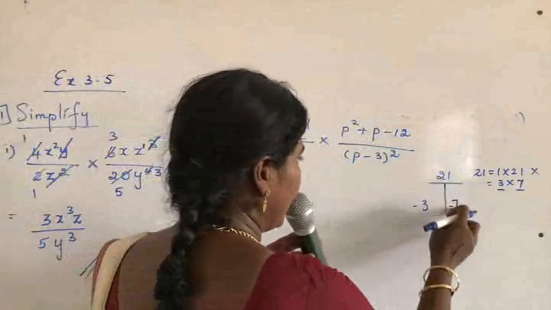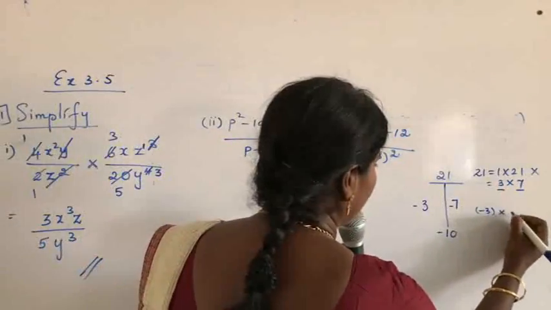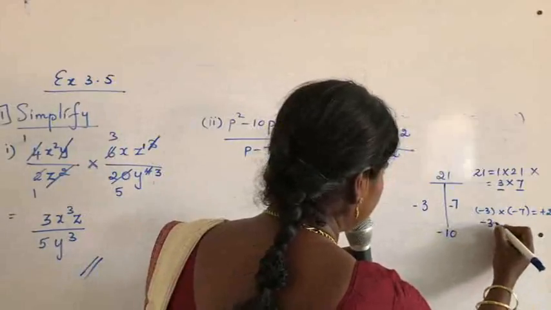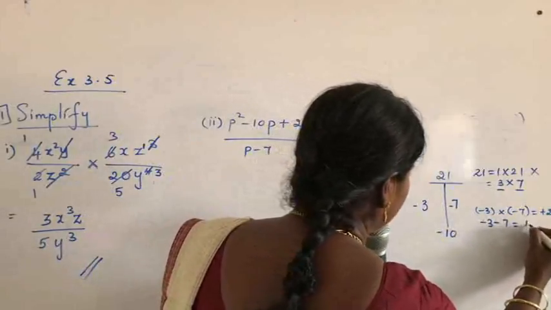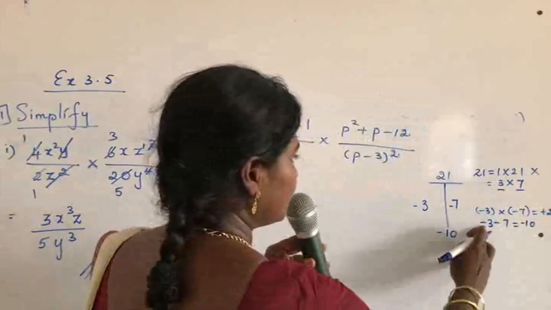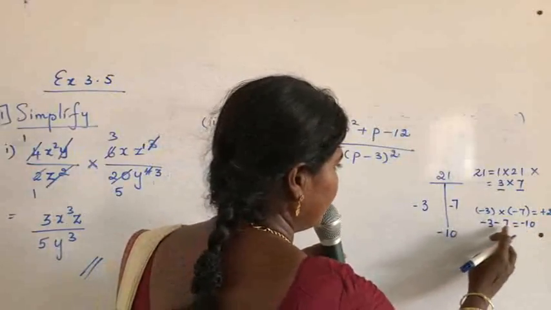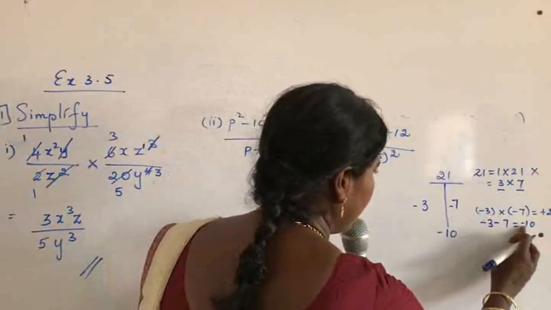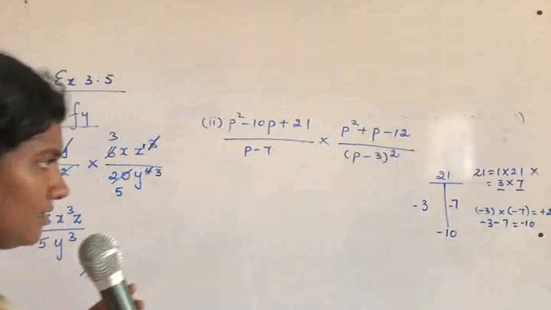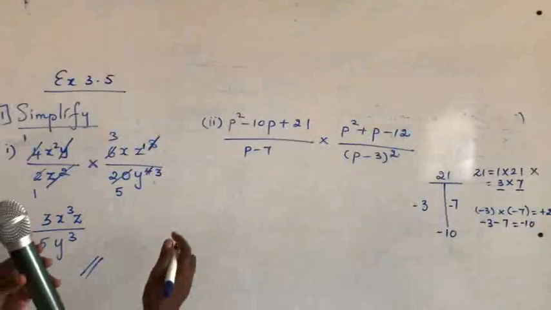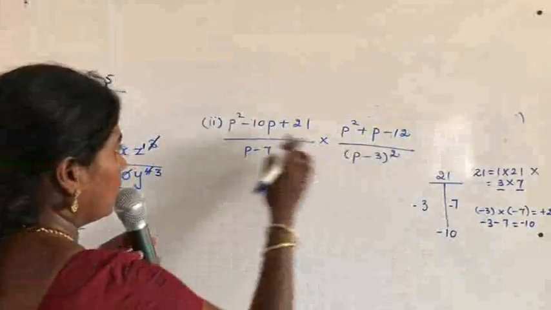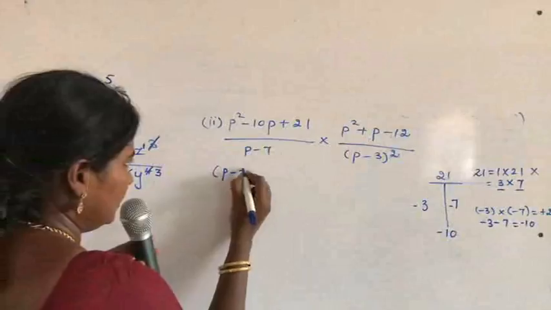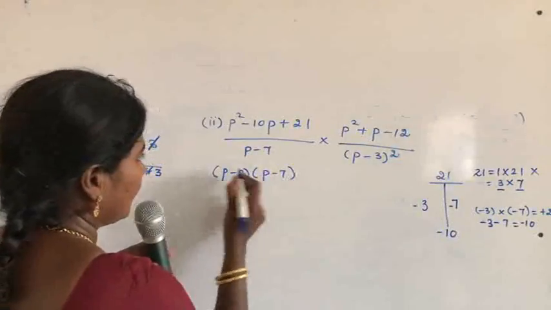Minus 3 into minus 7 gives you plus 21. Similarly, when I add minus 3 and minus 7, I get the answer as minus 10. That is minus minus plus. That is 3 plus 7 gives you 10. Sign of the bigger number is minus. So you have minus 10. So what are the factors we have got over here? Minus 3, minus 7. What are the variables used over here? P. So you get p minus 3, p minus 7.